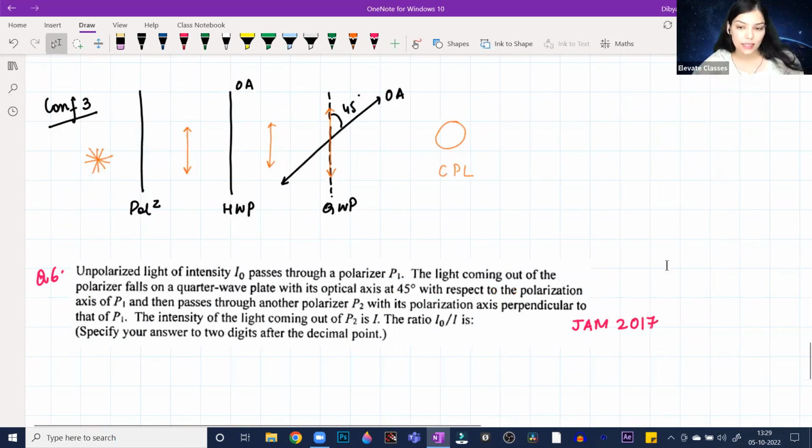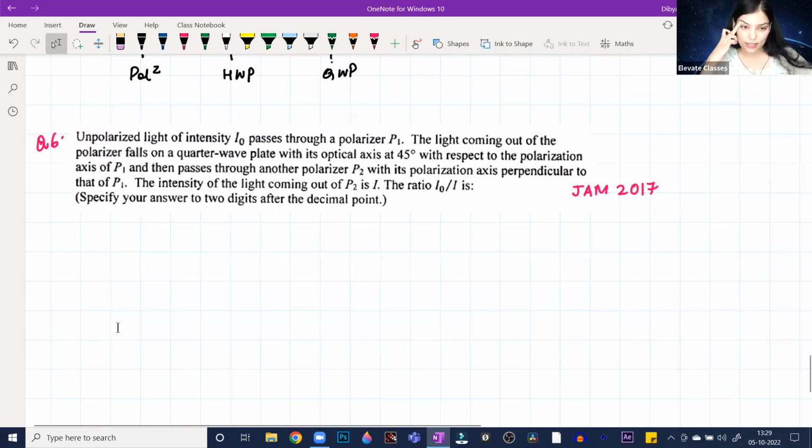So this is saying that an unpolarized light of intensity I0 passes through a polarizer P1. The light coming out of the polarizer falls onto a quarter wave plate with its optical axis at 45 degree with respect to the polarization axis of P1, and then passes through another polarizer P2 with its polarization axis perpendicular to that of P1. The intensity of the light coming from P2 is I. So you have to find out the ratio.